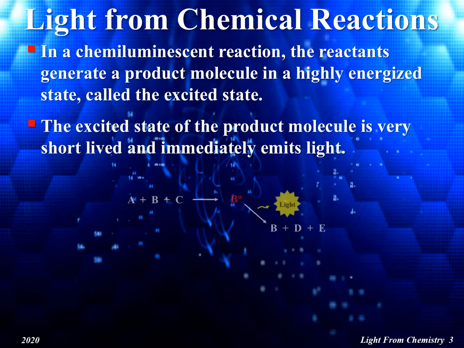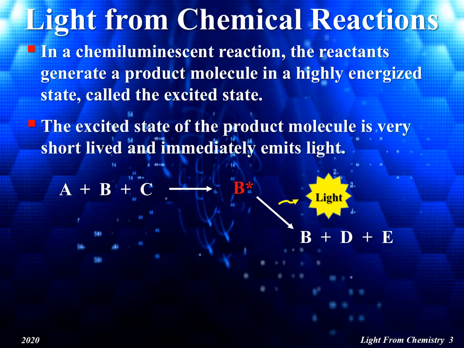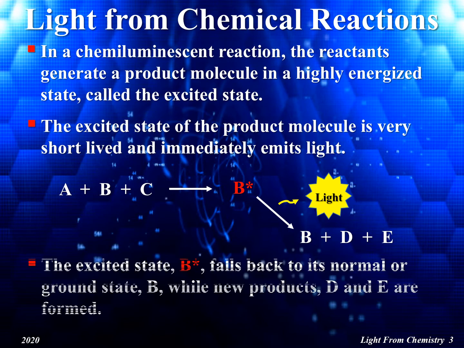This diagram shows how a chemiluminescent reaction works. Three reactants, A, B, and C, react to create energy, which is transferred to molecule B, raising its electron to form the excited state, B star. This excited state, B star, releases its energy in the form of light, and returns back to its normal or ground state, B, in a millionth of a second. At the same time, two other new products, D and E, are formed.